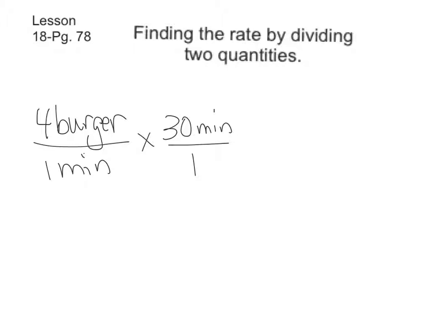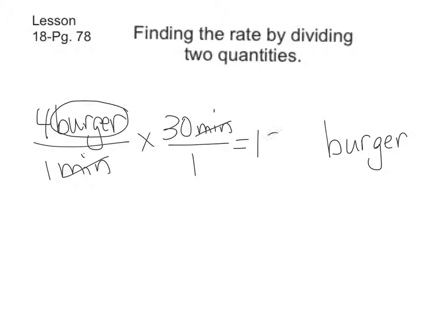But as we're taking a look at the numerator and the denominator, we see minutes in the numerator, and we see minutes in the denominator. So because we have like units in both the numerator and the denominator, they cancel each other out. And so now we're left with just burgers. So burgers is going to be the unit that we have in our answer. And 4 times 30 is 120. So our answer is the Burger Master can make 120 burgers.